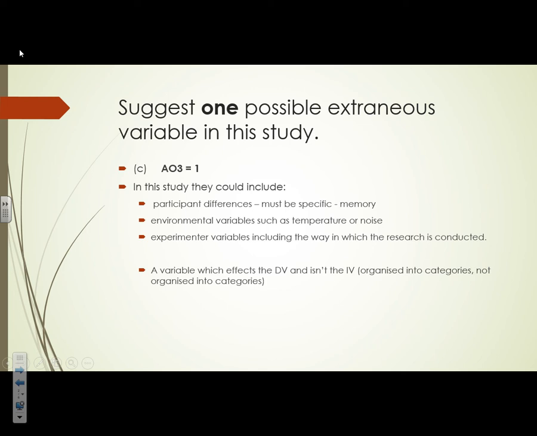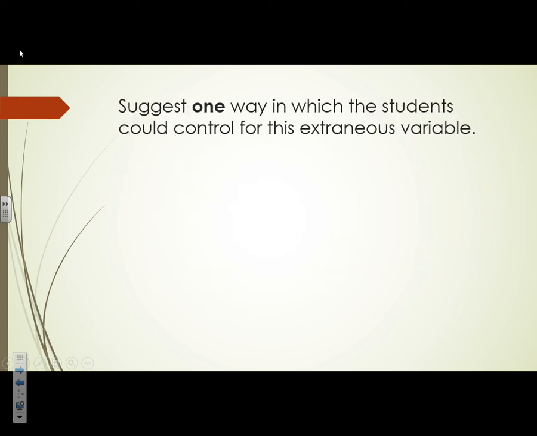Okay, so remember that little clip off the board where you have the image off the board with the IV and an arrow to DV, and then all the extraneous variables hitting the DV. That's what I want you to think about.